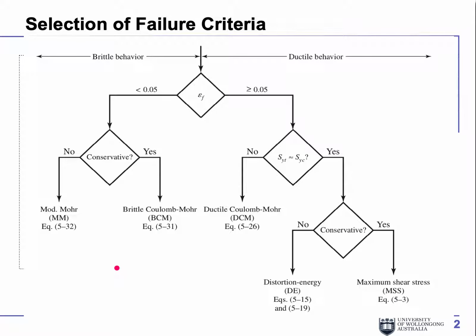So we remember when we have the static loading failure criteria for ductile material, we're looking at two different criteria mainly. The maximum shear stress criteria, which we discussed in the last video, and the distortion energy criteria. And this is where the von Mises stress is used to compare with the yield strength of the material.